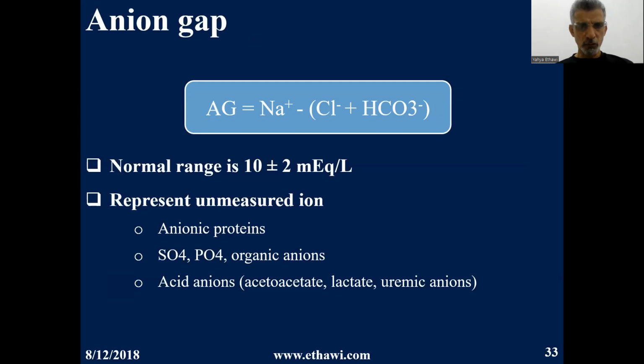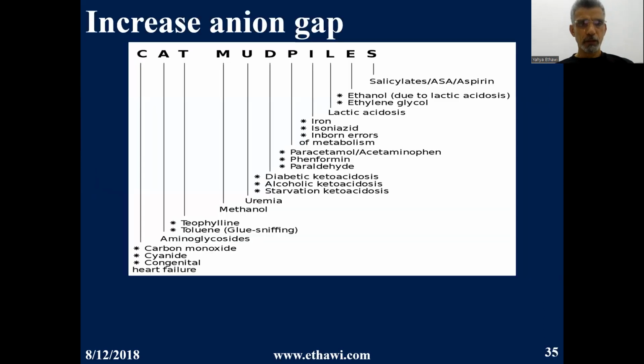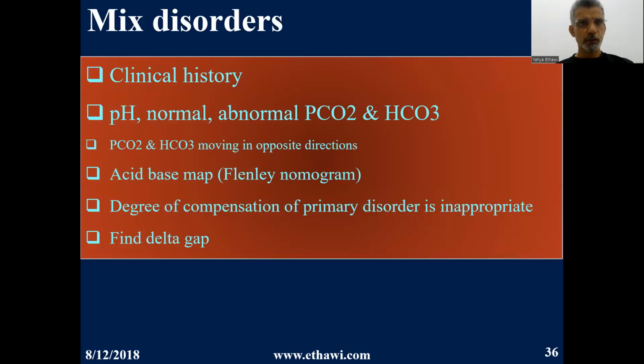Anion gap depends on whether you're considering potassium or not. I don't want to go into details because, again, I don't want to confuse you, because this is not the time for anion gap. The different causes of increased anion gap, I also don't want to consider right now. Mixed disorder means respiratory and metabolic, depending on the bicarb and the PCO2, and also on the clinical history.